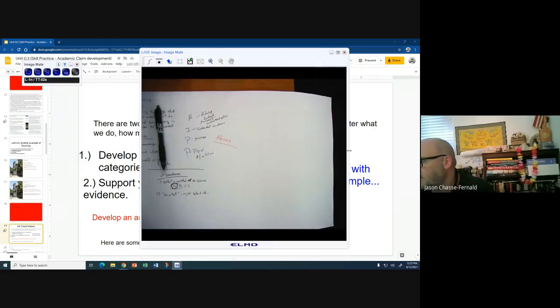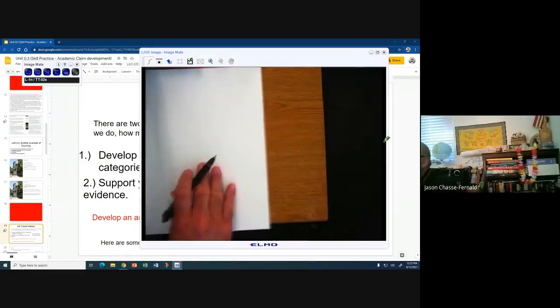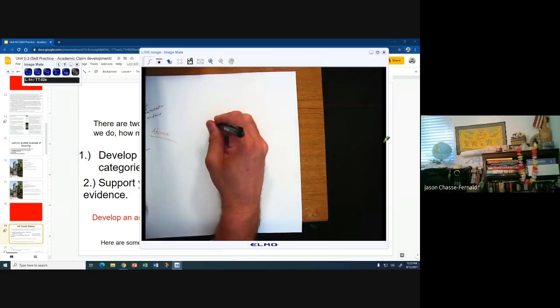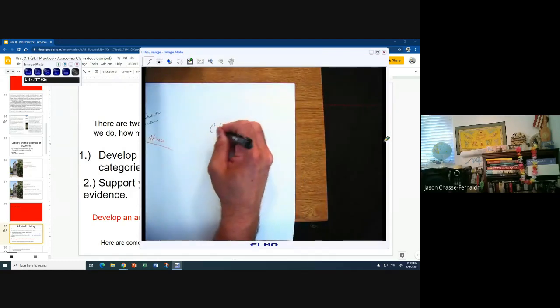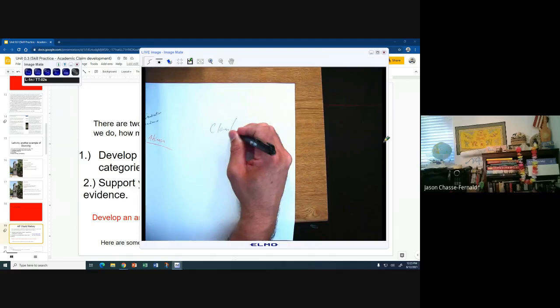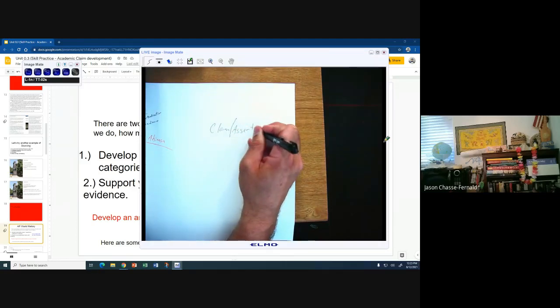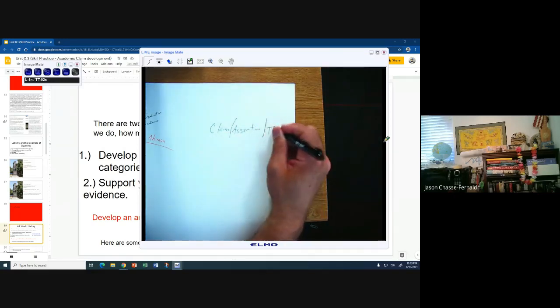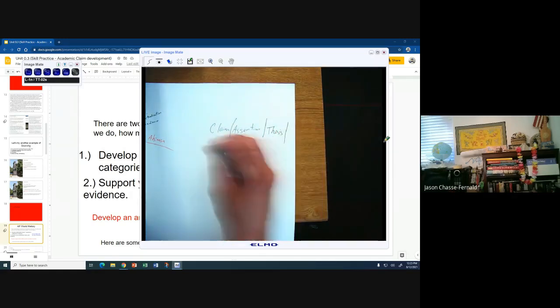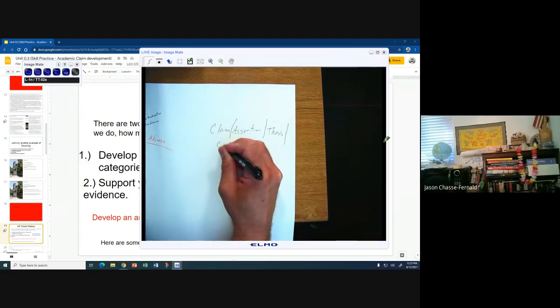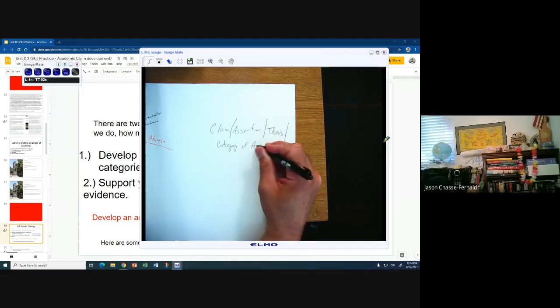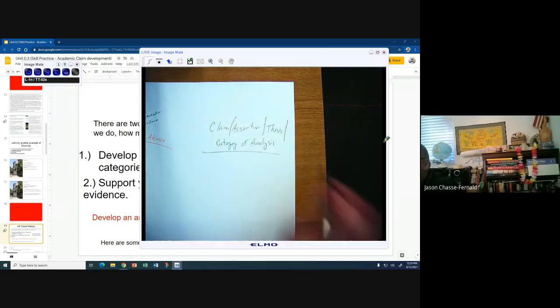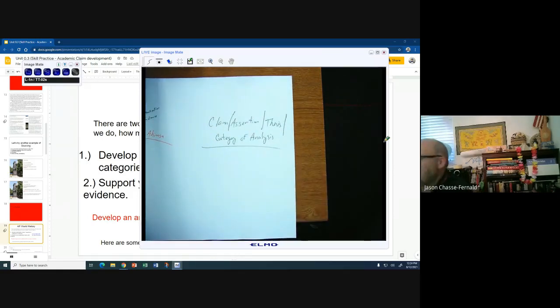All right, so claim development, assertions, and such. When I say the word claim, I mean the word assertion. I mean the word thesis. I mean the concept of a category of analysis. I use them all interchangeably as we go through this year.